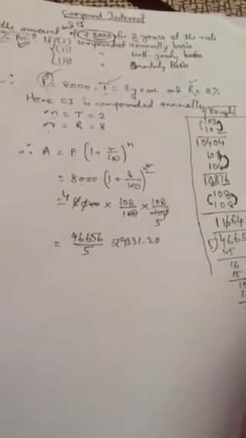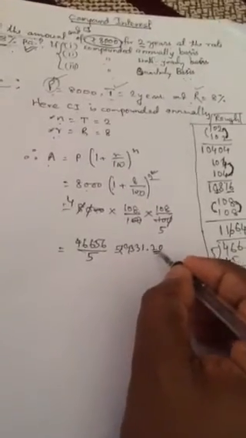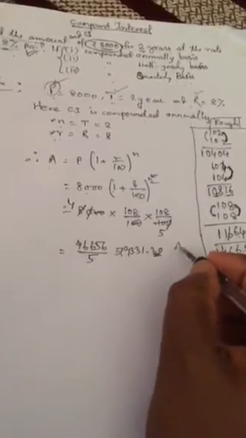There is no 0, you see here, but in case of rupees we always keep 2 digits in the decimal place. So you have to write 2 digits here. So 9,331.20, this is the amount.